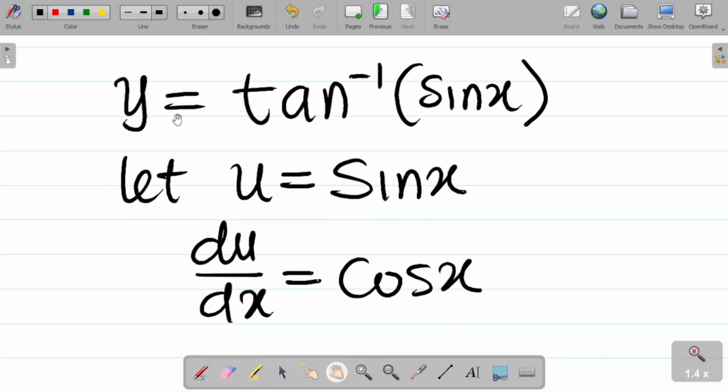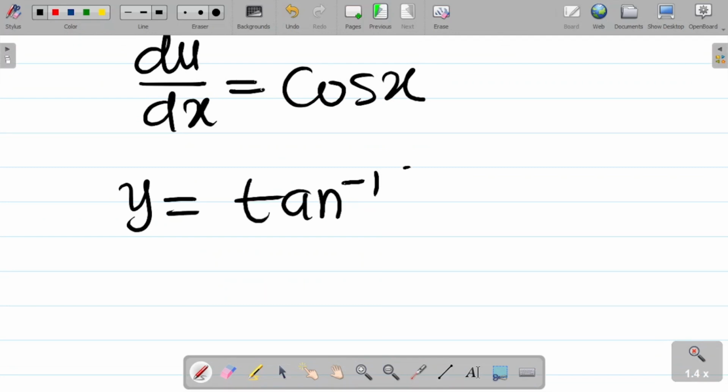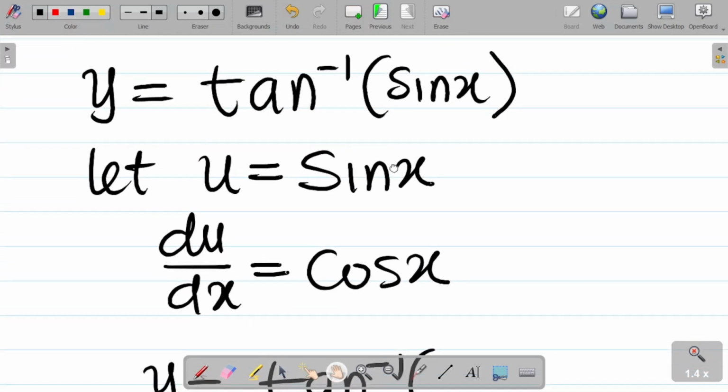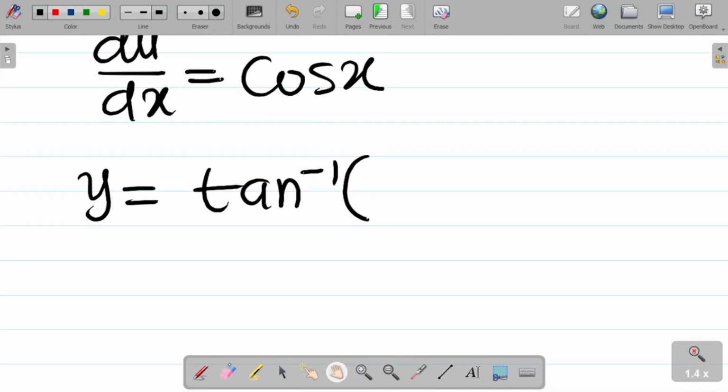Now coming back to my original question, we're given that y is equal to tan inverse of sine x, but we already said sine x should be equal to u. So in this question here, I'll substitute the value of sine x as u. So y will be equal to tan inverse of u.